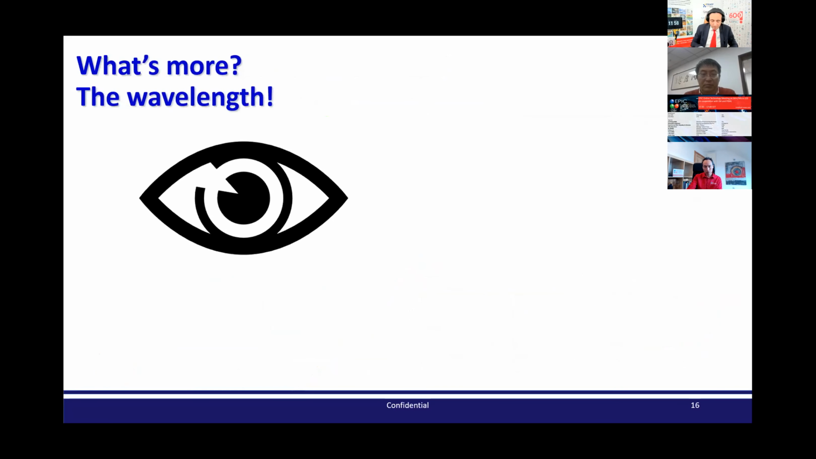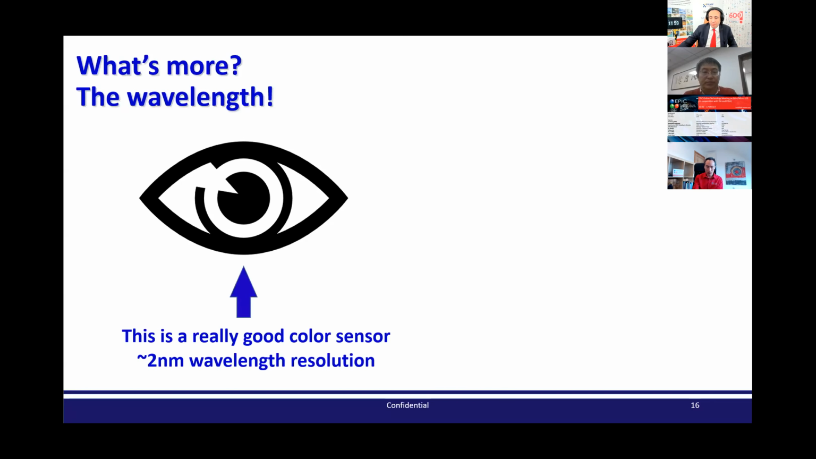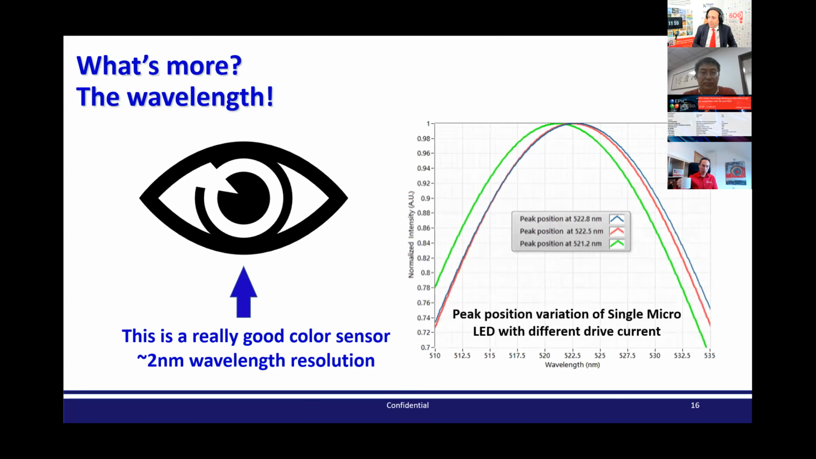So what's more, I want to emphasize one thing, the wavelengths. If we claim that micro LED is the best display we will ever have, we need to cheat the human eye. But the human eye is a really great color sensor. For some young people, a 2 nanometer wavelength difference will be recognized. So in our system, we have sub-nanometer wavelength resolution in our PL and EL spectrum.